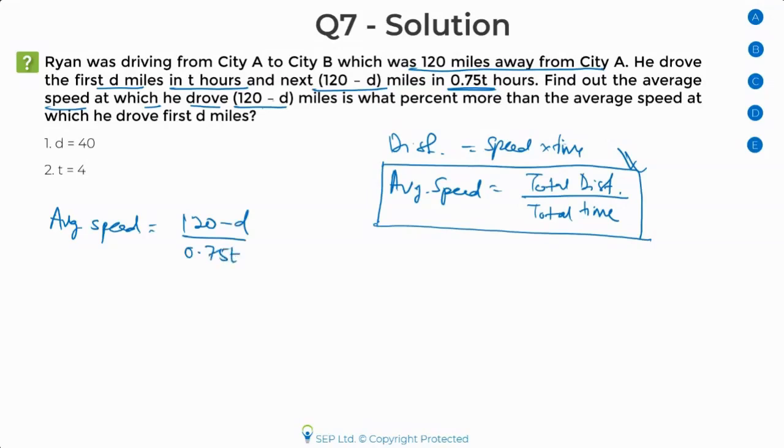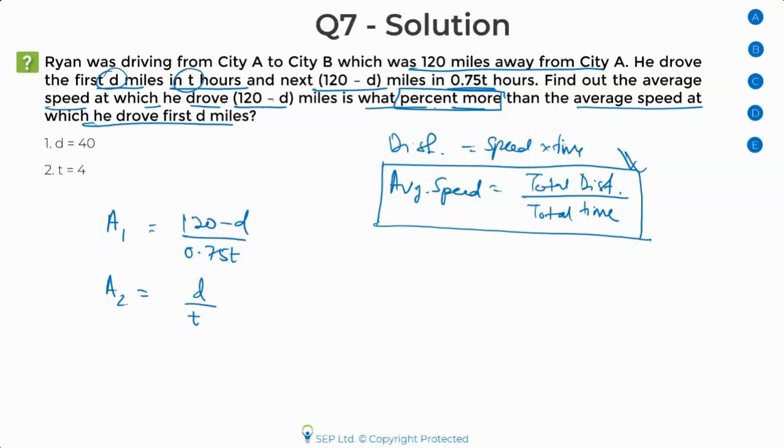Is what percent more? Notice again, this is a percentage more kind of question. More than the average speed with which he drove the first D miles. So let me do one thing. Let me write this as A1 and let me write my A2 as D, because I drove D miles in T hours.